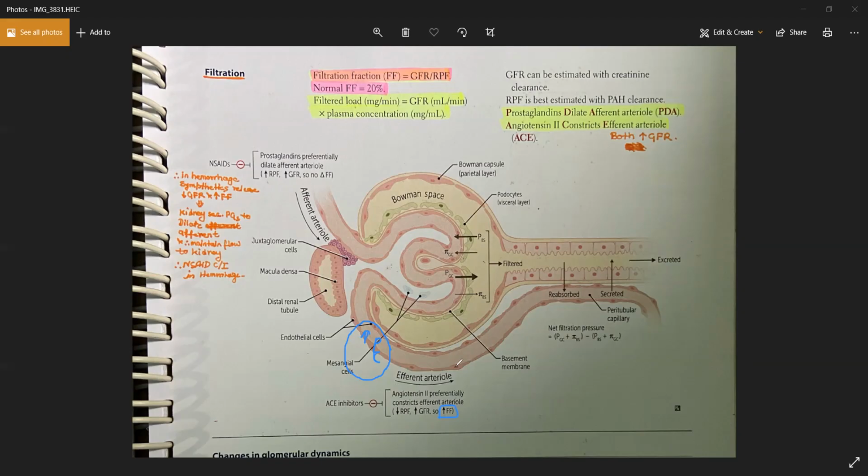So, whenever you vasoconstrict the efferent arteriole, you will have a high filtration fraction. Whenever you vasodilate the efferent arteriole, you will have a low filtration fraction. What about my GFR? It is, of course, increased. And because of this constriction in the efferent arteriole, you will have a decreased renal plasma flow, because the pressure in this region is increased, so the blood flow to this portion will be decreased, right?